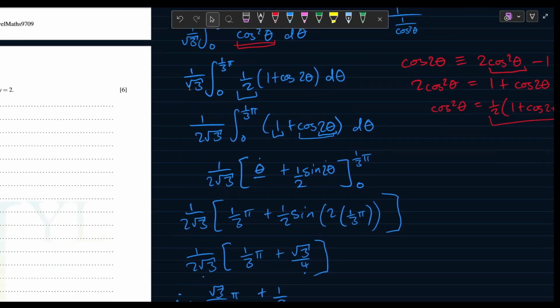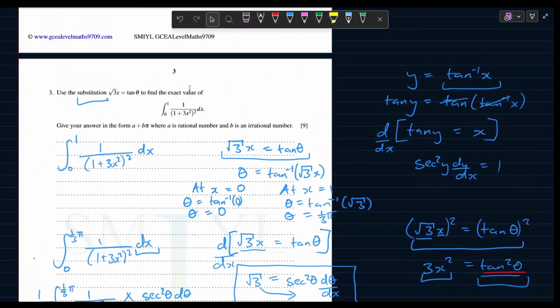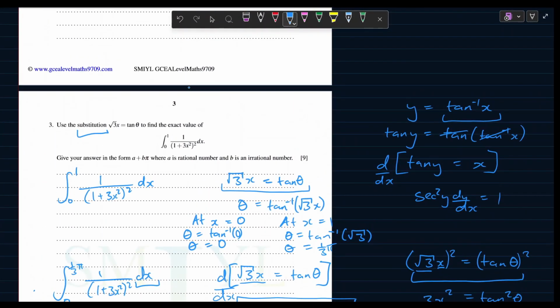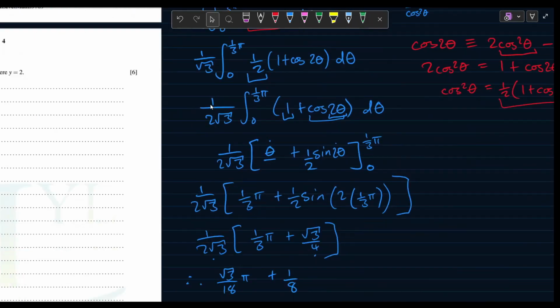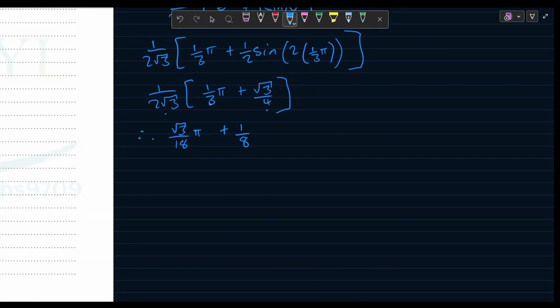Let's just check that we have it in the form that they wanted. They said a plus b pi. Okay, we have that. The number multiplying pi must be irrational. So this is in fact irrational, and this is rational. So yes, that would be our final answer.